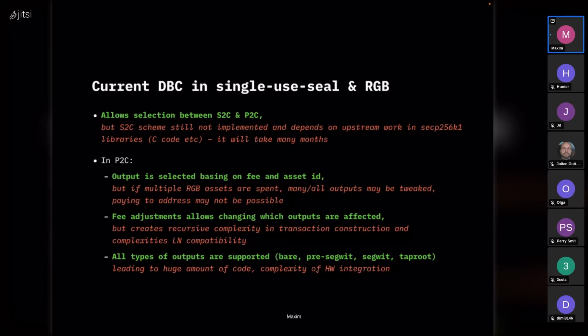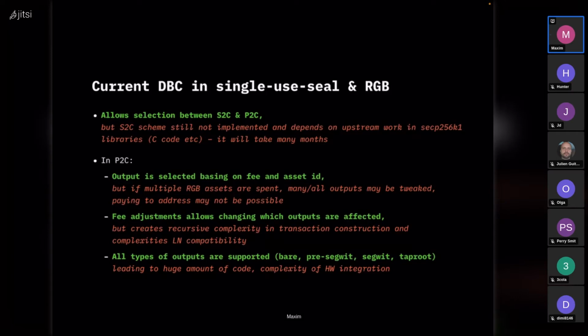we decided last year to support both sign to contract and pay to contract commitment. However, the sign to contract scheme is still not implemented. And the reason why it is not implemented is actually that I tried to implement it, and I discovered that it depends on the upstream work in the secp library, including not just Rust libraries, but the secp library which is used in Bitcoin Core itself. So it will take months of work to get it done properly.